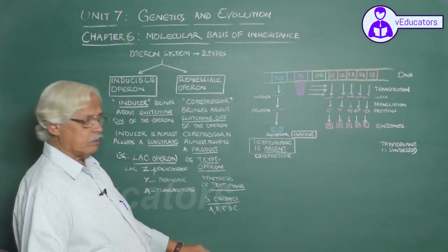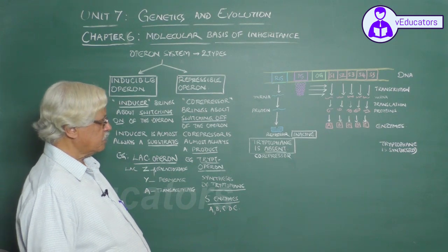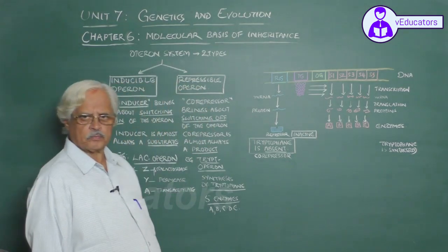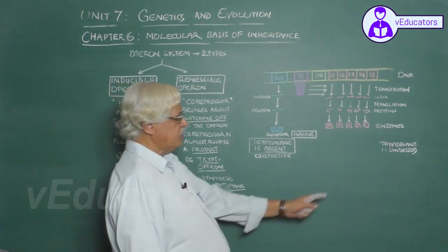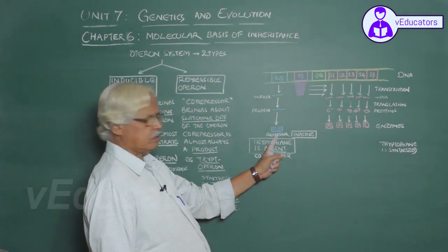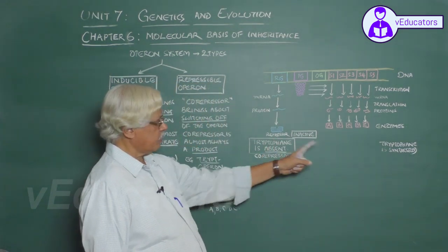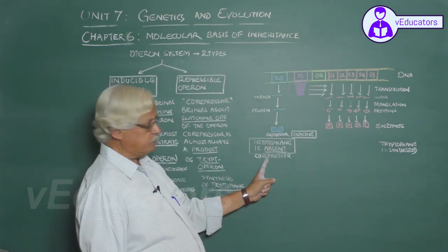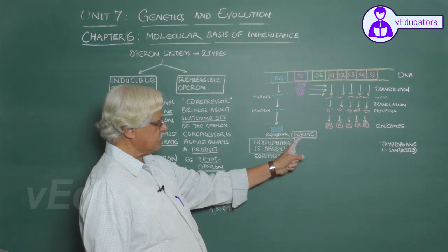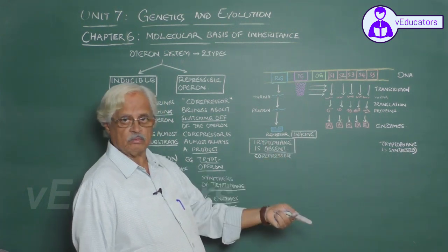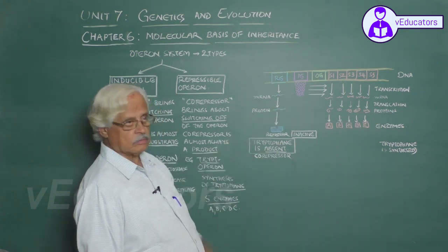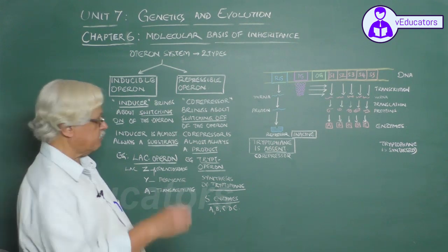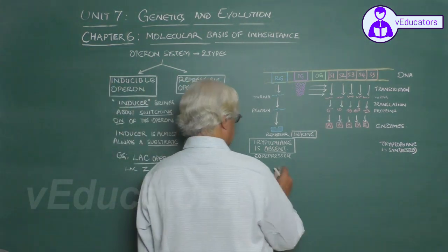Suppose all the tryptophan molecules are utilized. So sufficient tryptophan molecules are synthesized now. Now one of these tryptophan molecules binds with the repressor, begins to function as co-repressor, makes this repressor become active. So the repressor binds with the operator gene and the mechanism gets switched off. So let us see what happens.